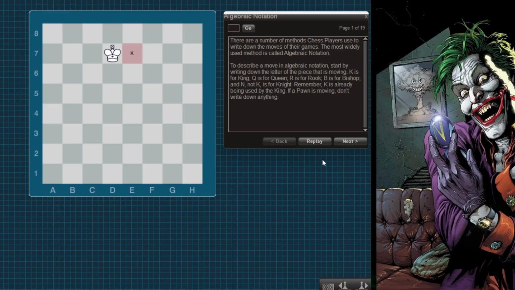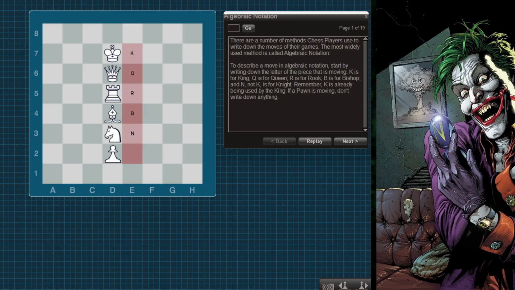Capital K is for king. Capital Q is for queen. Capital R is for rook. Capital B is for bishop. And capital N, not K, is for knight. Remember, K is already being used by the king. If a pawn is moving, don't write down anything.